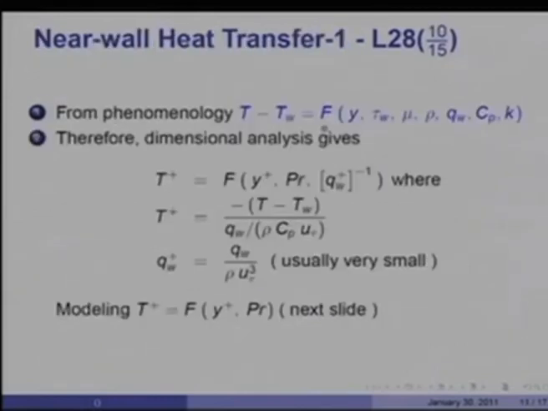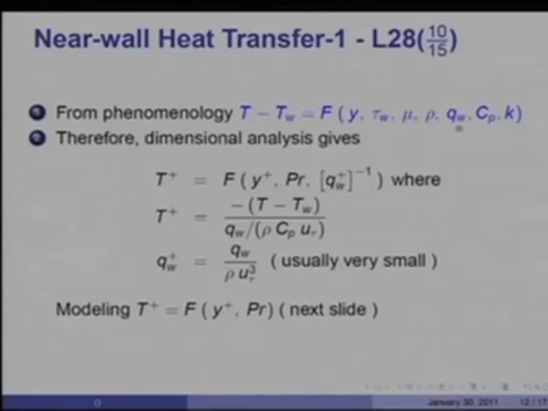Finally, we turn to near wall heat transfer, and like we developed the law of the wall for velocity from phenomenology, where we postulated u as a function of, here we will say T minus T w, the wall temperature, is going to be a function of firstly y, tau wall, mu and rho, which really determine the four things which really determine the velocity profile.